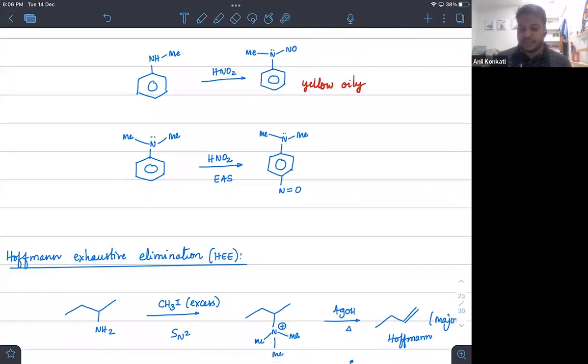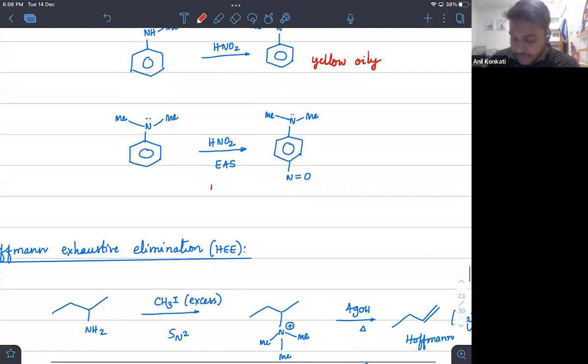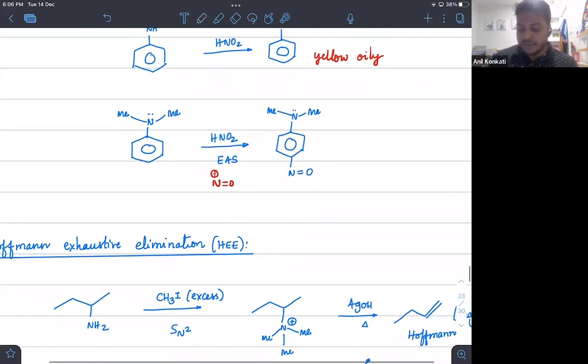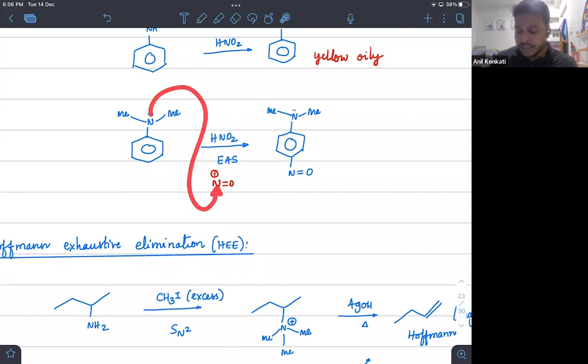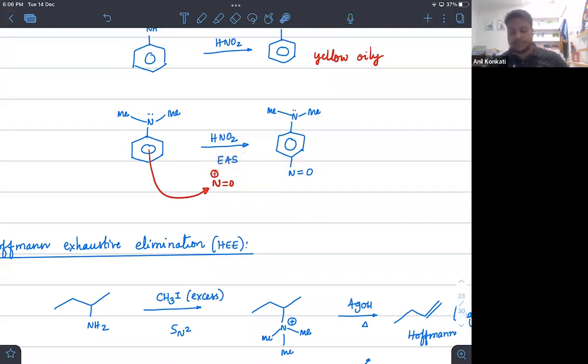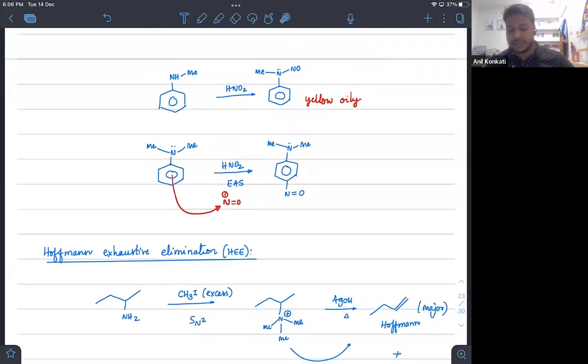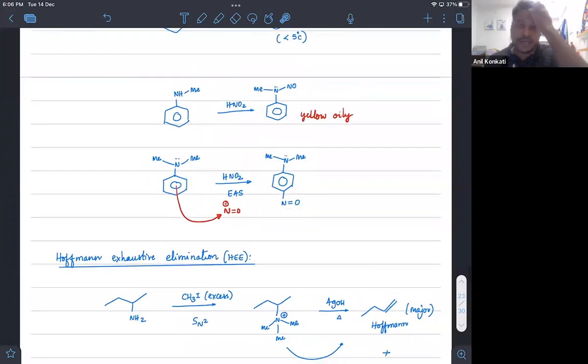If it is a tertiary amine, this is important. In case it is a tertiary amine, we have a nucleophile, and we have an electrophile, N double bond O plus. Anyway, there is no reaction here which makes a stable compound. Hence it will go for an ES mechanism. So electrophilic aromatic substitution will take place, and the nitro group will be substituted at the para position. Clear, everybody? So that is what is expected in tertiary aniline groups.